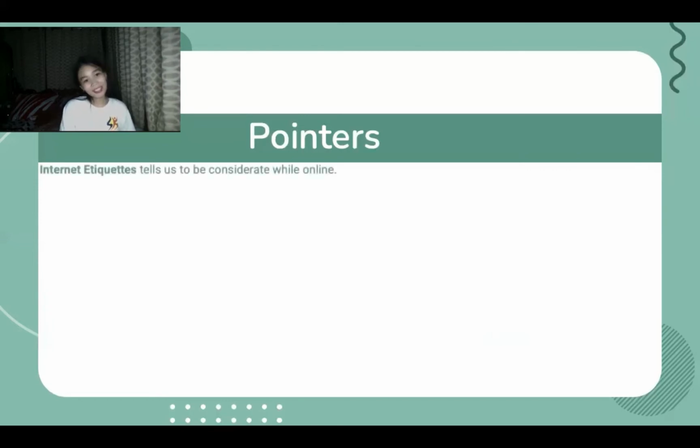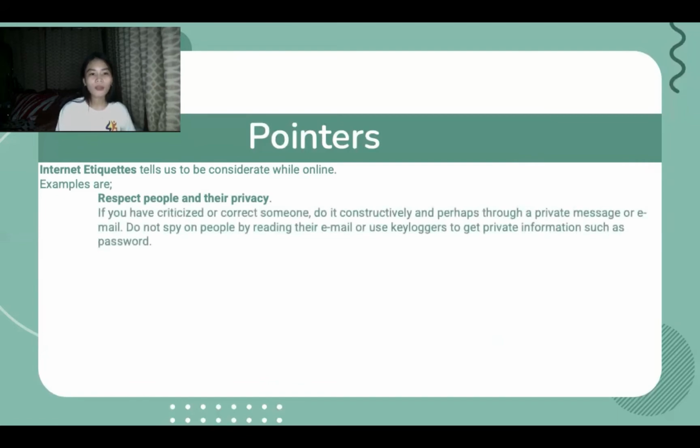Now, let's talk about the internet etiquettes. Examples are respect people and their privacy. If you have to criticize or correct someone, do it constructively and perhaps through a private message or email. Do not spy on people by reading their email or use keyloggers to get private information such as passwords, because usually some learners or some youngsters really hack into someone's Wi-Fi just to know the password. So that is violating internet etiquettes.